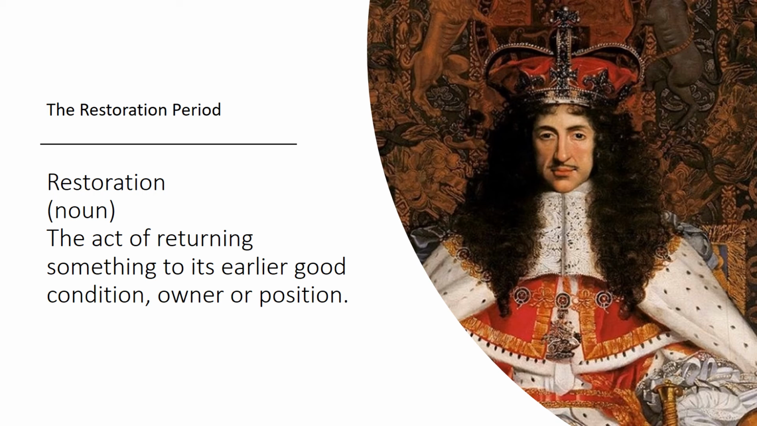If you were to find a toy and you knew who it belonged to and you gave it back to that person, that means you have restored it to its owner. You've given it back to its owner. Now, your clue as to what happened during the restoration period is that it involved a king, and there's a picture of that king on this slide.